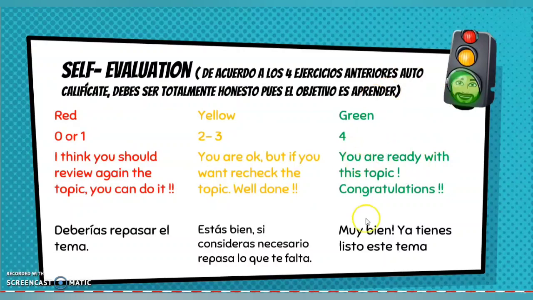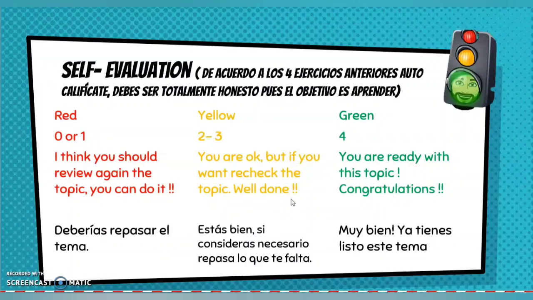You are in red if you have 0 or 1 answers. So, if you're in red, you should review the topic. Deberías repasar el tema. Puedes devolver el video y volver a hacer los ejercicios para que pueda quedar claro el tema. If you're in yellow, that is 2 or 3 answers, you are okay, but if you want to recheck the topic, you can do it.